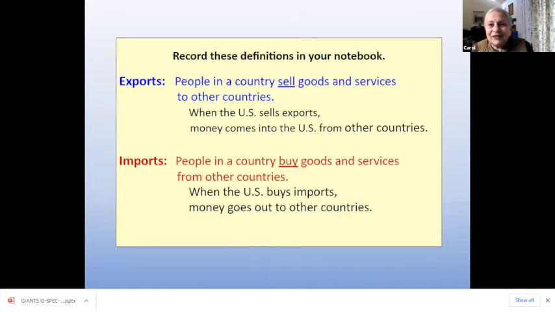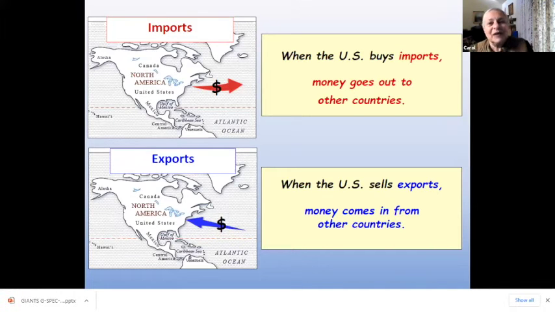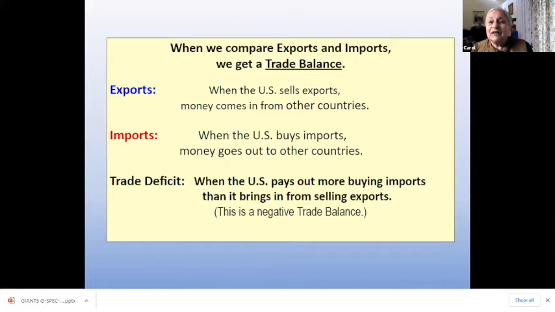Sometimes I think students just need to write something down and then talk about it. Exports are what our country, people in a country, sell to other countries. Imports are what people in a country buy from other countries. And my graphic, I don't know if this helps, but I want to make sure that we communicate that when the United States buys imports, we have to pay other countries. When the United States sells exports, we get money coming in from other countries. This is going to be important when we talk about comparing how much do we export, how much do we import, and we get to a really new word probably for sixth graders, and that is trade deficit.